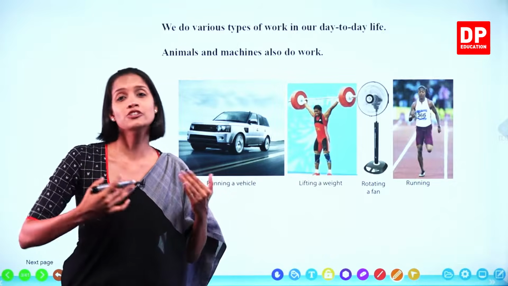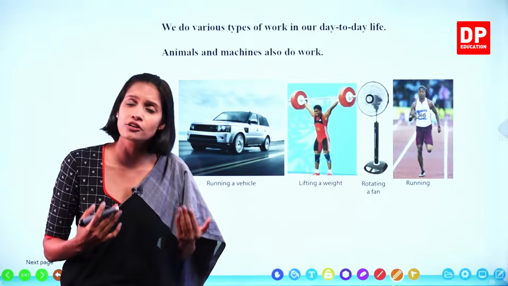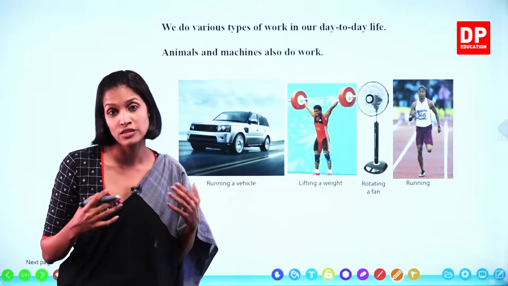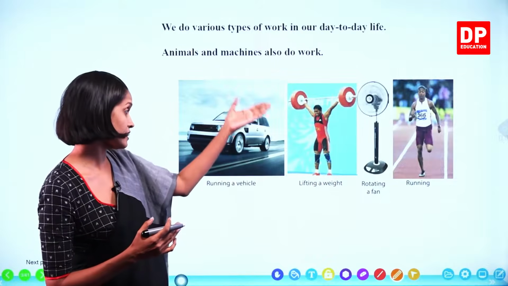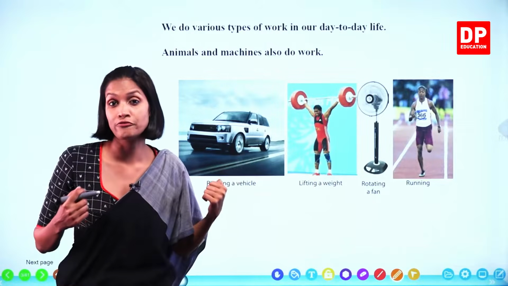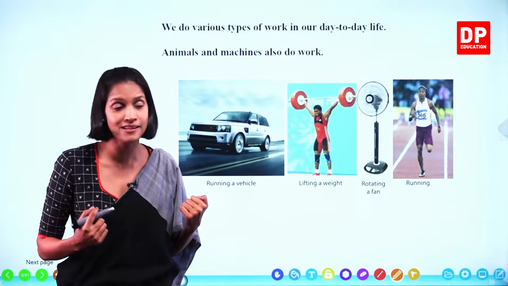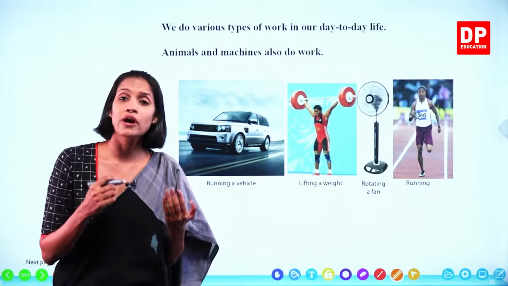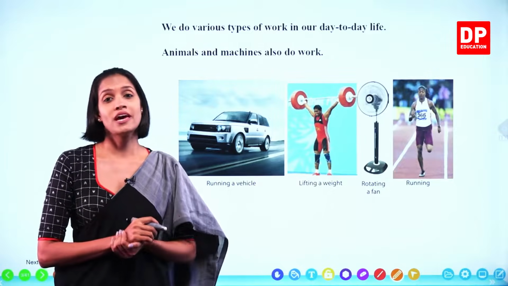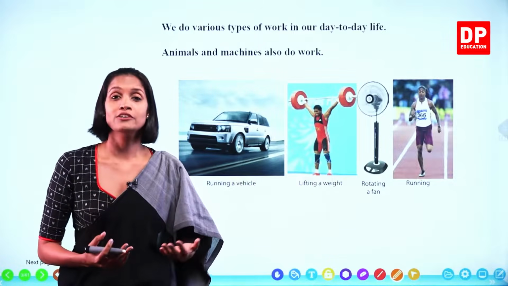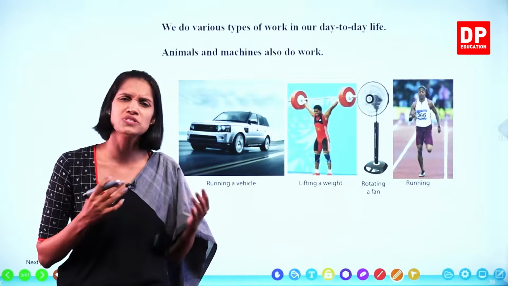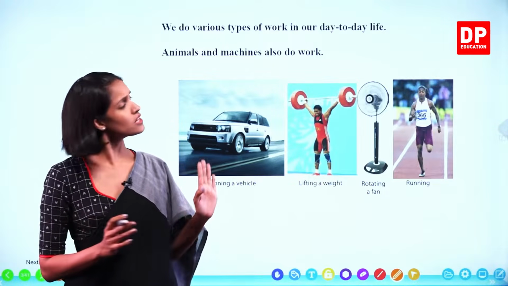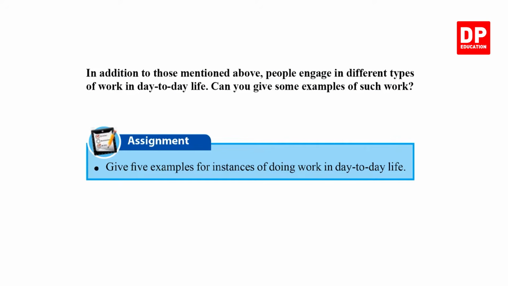From morning to night, you do a lot of work. Some of this work, you need a lot of energy to do. For example, like lifting a weight and running, you have to have a lot of energy, right, children? So what are the other types of work that you do, children? You have to write your notes and you have to go to school. You have to wash your clothes. Those are the different other types of work that you do in your day-to-day lives. So let's move to the next.